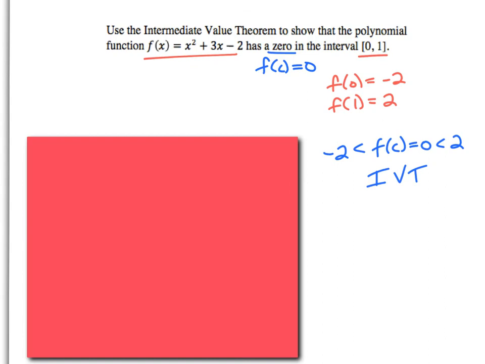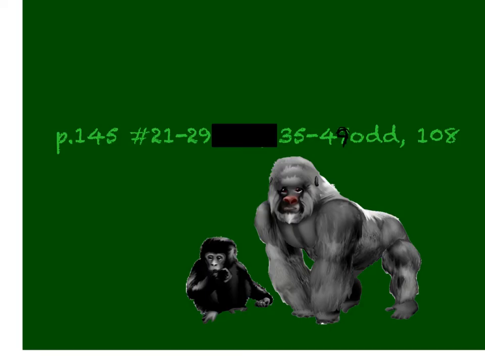All right? So the first thing you need to check is if your y values are different. All right? And then whatever you're solving for, make sure it's in between those two y values. You throw up your inequality, and then you're done. All right? And that's it. There you go.